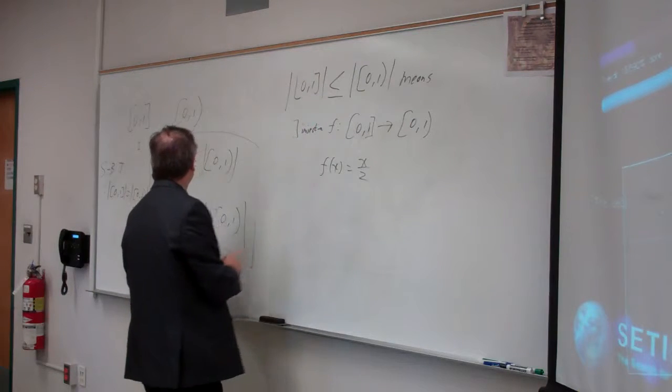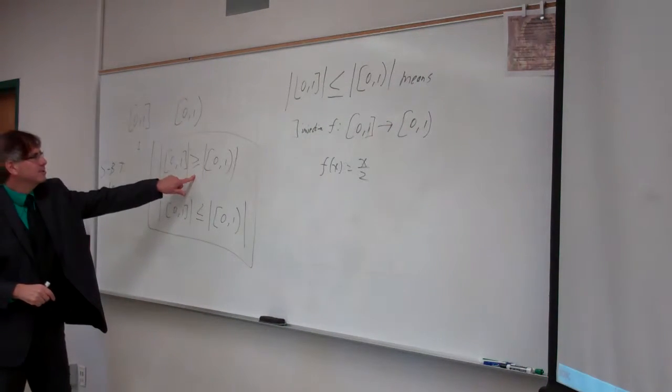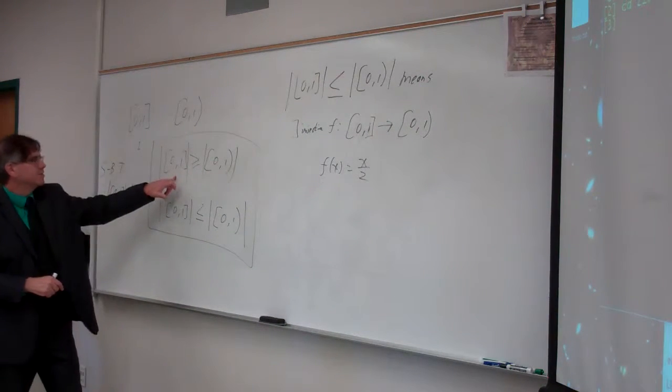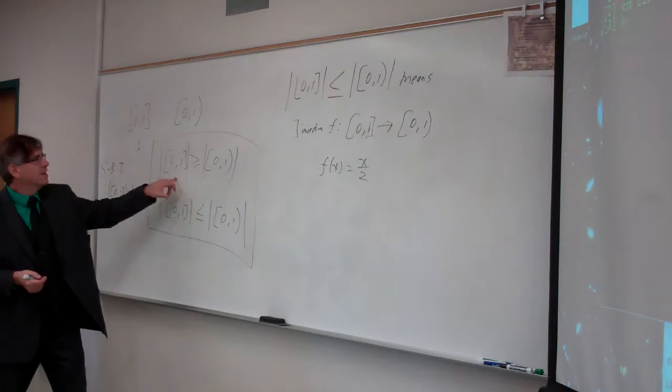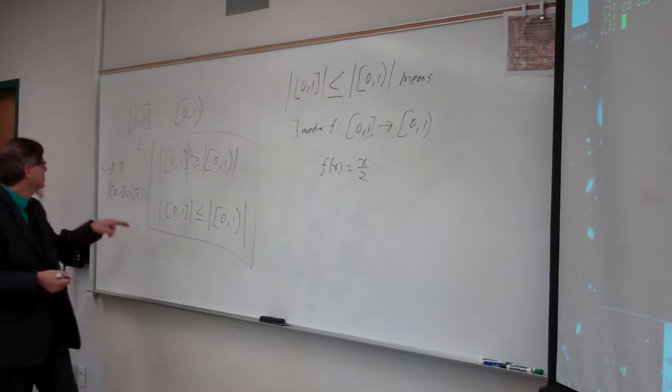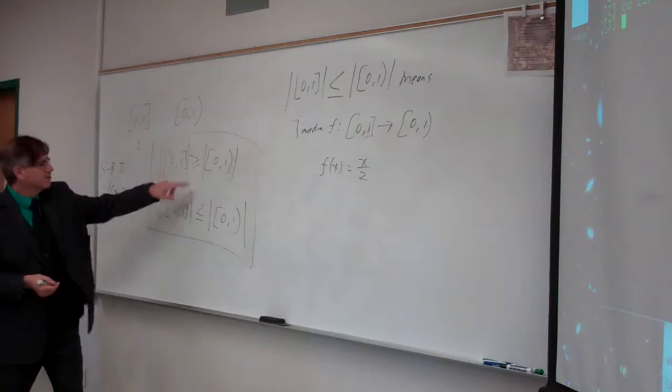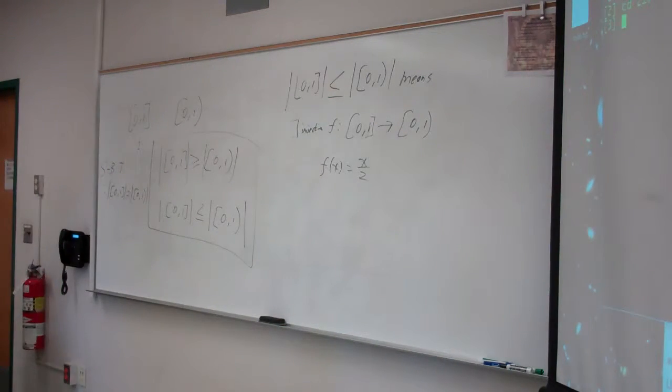And to show this is the case, we simply need an injection from here to here, and f of x equals x works fine. And so we know this is true and this is true, and then Schroeder-Bernstein theorem says, therefore, cardinalities are equal.